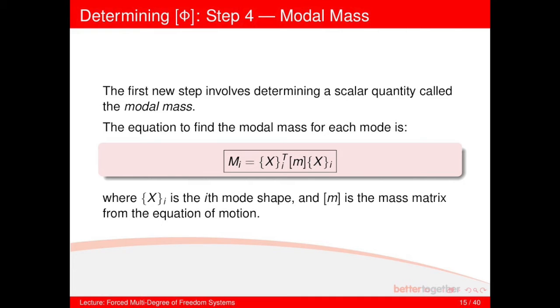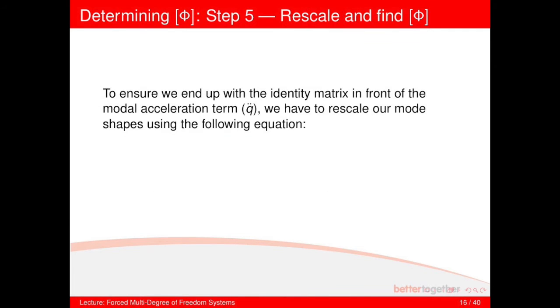And this equation is written for the ith mode shape, okay? And that m is the mass matrix from your equation of motion. So I'll give you m_i. Now what you need to do is rescale to make sure you get that identity matrix in front of the modal acceleration term. You've got to rescale our mode shapes, and that will use this equation.